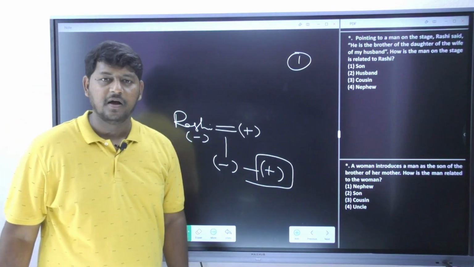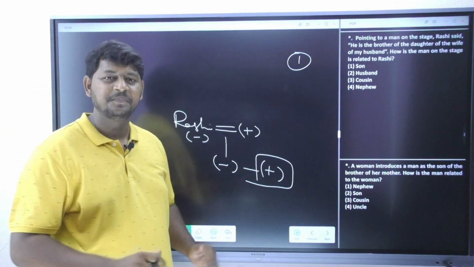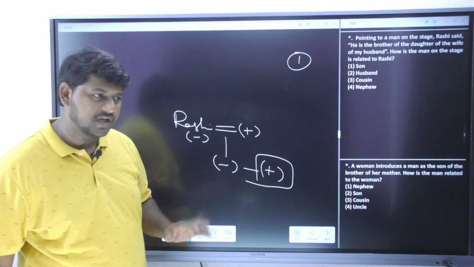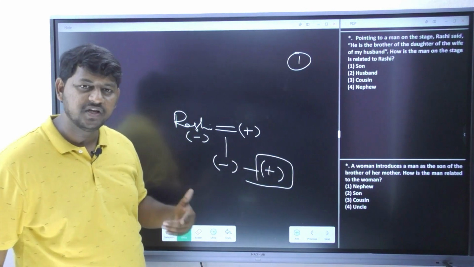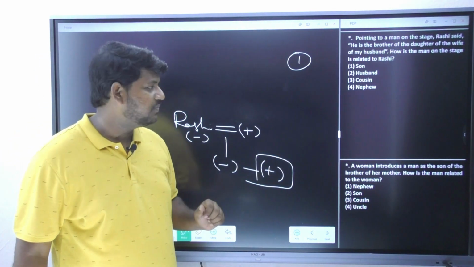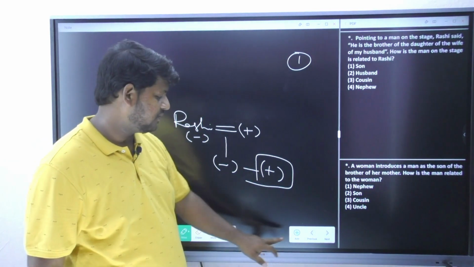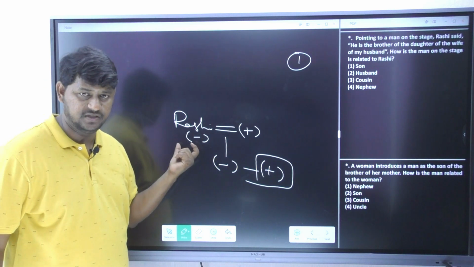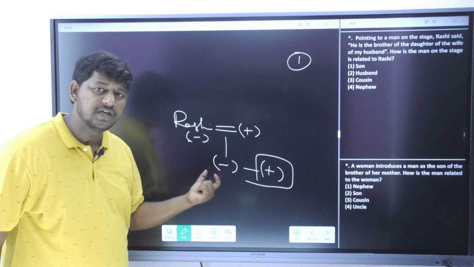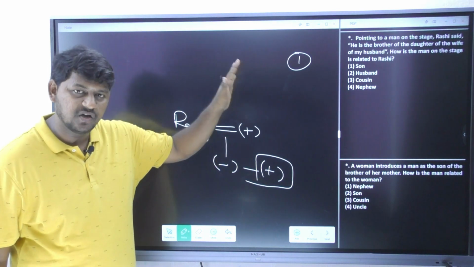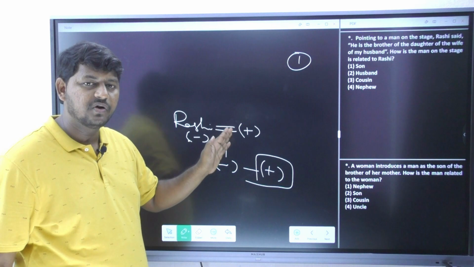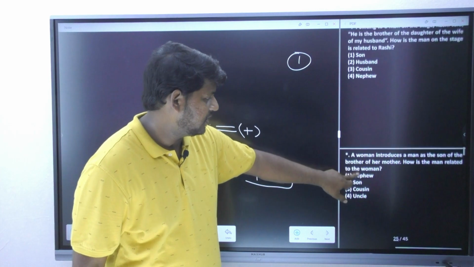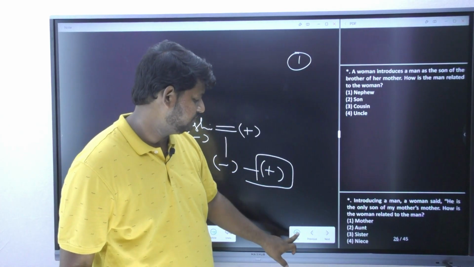Very simple. Obviously for me it is very simple, but when you are listening the first time, it is actually going to be a bit confusing. But once we move forward and observe the further questions, this is going to be very clear for you. Okay, now let us move forward to the next question. Rashi's husband's wife is Rashi only, and Rashi's daughter's brother is the person on the stage, and Rashi is going to call that person on the stage as what? Son, which is option number 1. Right, now let us observe the next question.